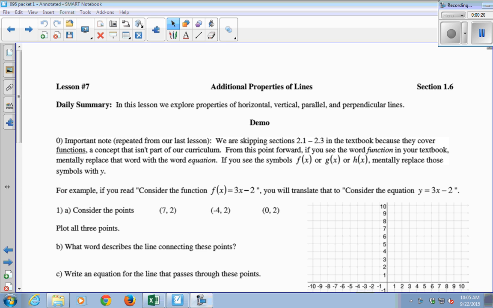There's an important note that's repeated from the last lesson. Remember, if you see the word function, just think equation. And if you see these unfamiliar symbols, f parentheses x, g parentheses x, just replace those with y. They just mean y. For example, if you see, consider the function f of x equals 3x minus 2, you would just say, oh, that means consider the equation y equals 3x minus 2.